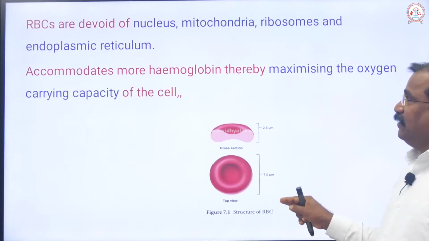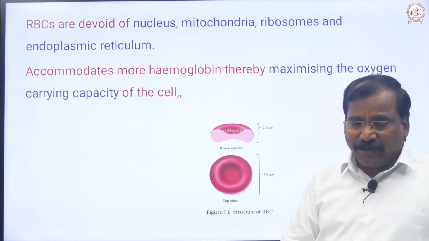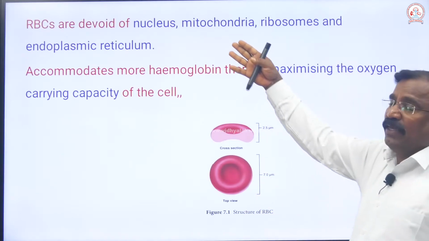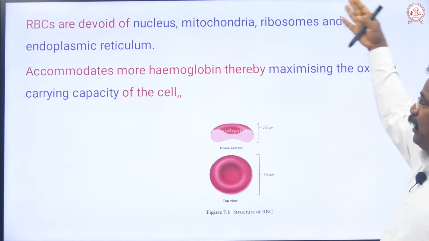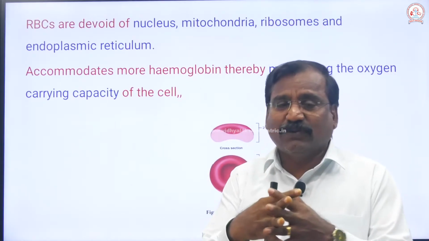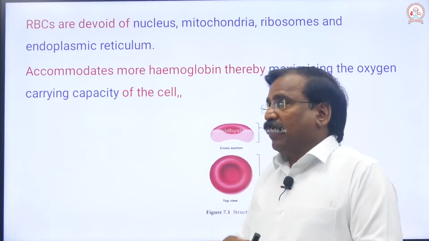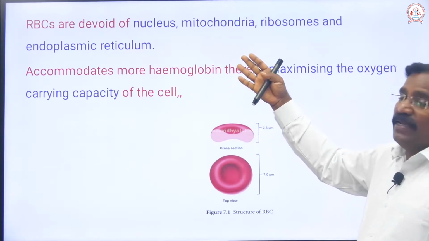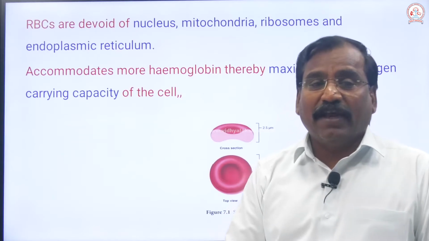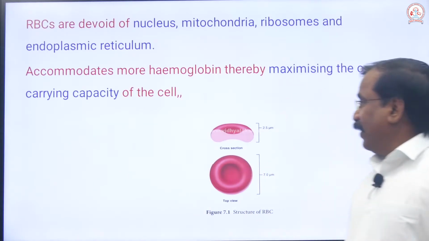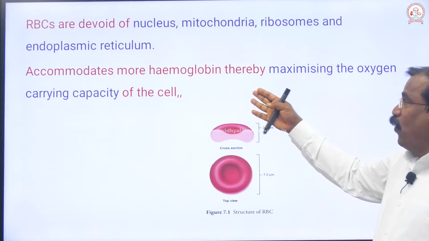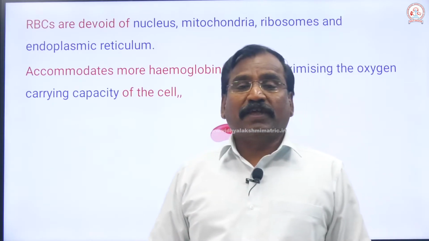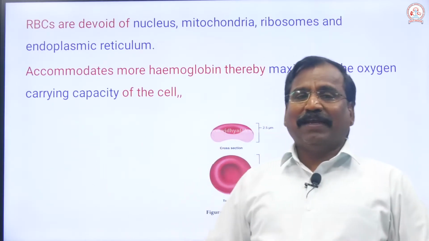Next, when it is young, it possesses a nucleus. When it is matured, the mature RBC is devoid of the nucleus, endoplasmic reticulum, mitochondria and ribosomes; the cellular inclusions are absent. It is non-nucleated. Why? To accommodate more hemoglobin. If there is more hemoglobin, more oxygen can be transported.